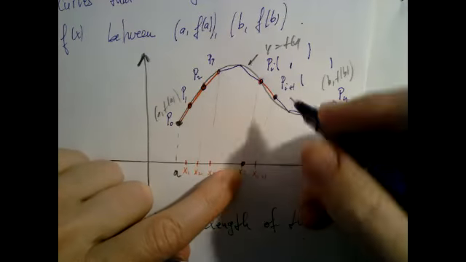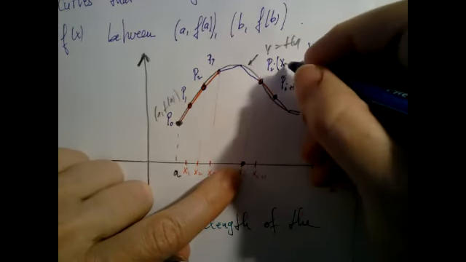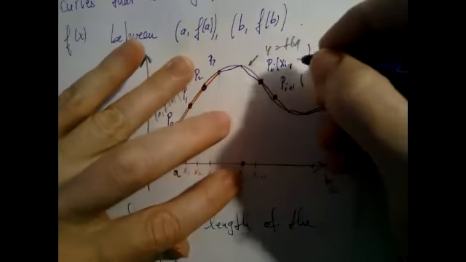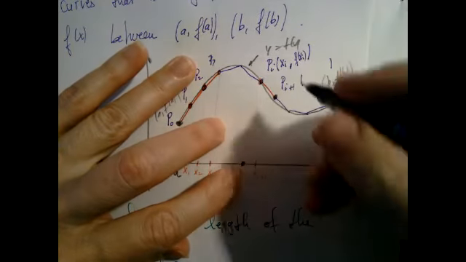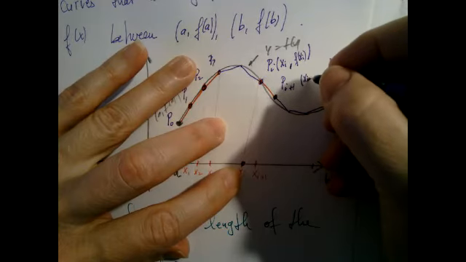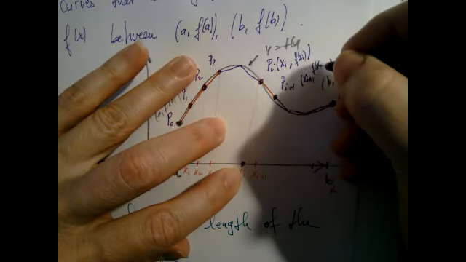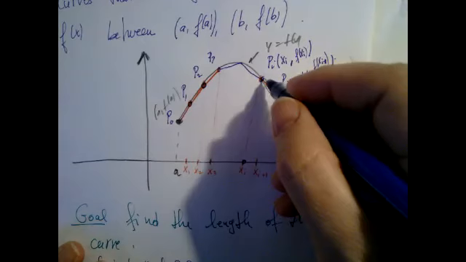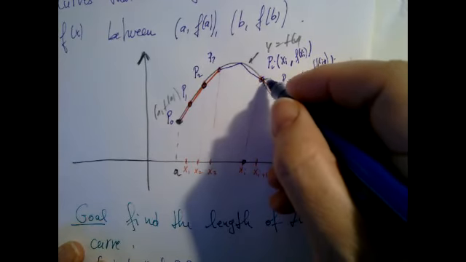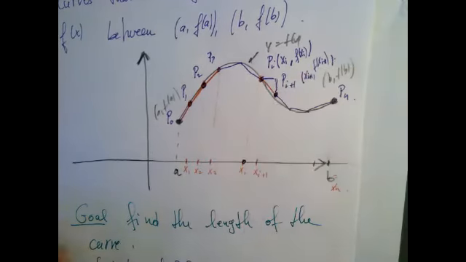This is xi here. And this is the value of the function at xi. Pi plus 1, xi plus 1, the value of the function at xi plus 1. And that's the line that I need to find its length, this line right there.